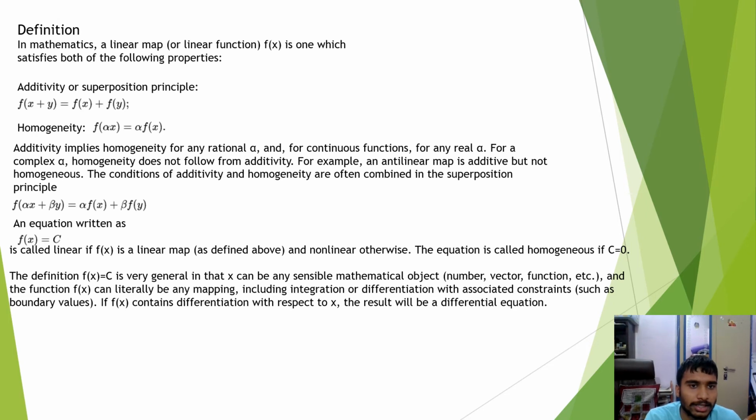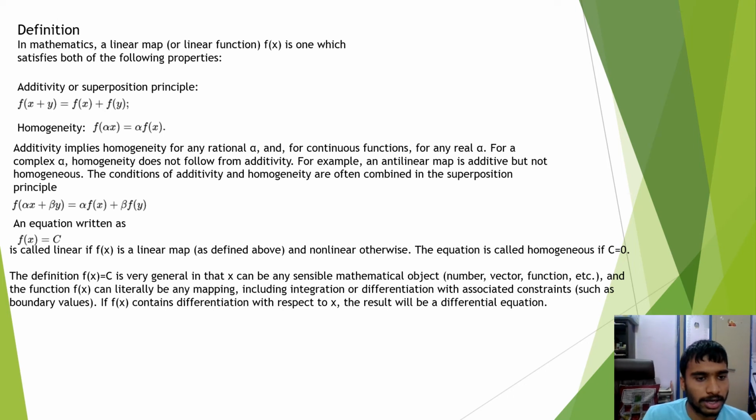Definition. In mathematics, a linear map is one which satisfies both of the following properties: additivity or superposition principle. Additivity implies homogeneity for any rational alpha and for continuous functions for any real alpha. For a complex alpha, homogeneity does not follow from additivity. For example, an antilinear map is additive but not homogeneous. The conditions of additivity and homogeneity are often combined in the superposition principle.